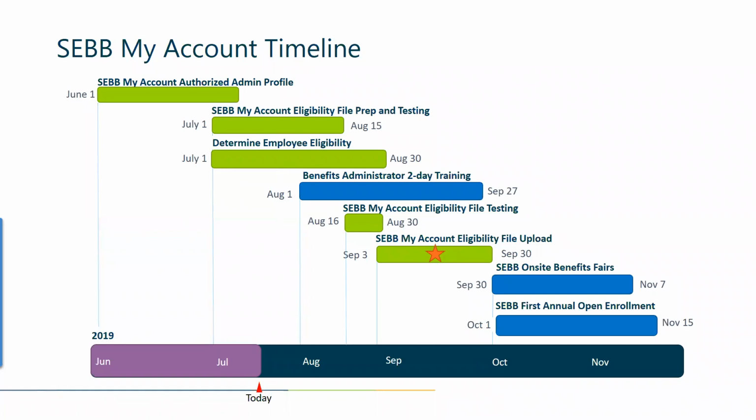Couple of quick comments on that. One is, besides the on-site benefit fairs running from September 30th through the 7th, we're also going to have a virtual benefit fair available to employees online from October 1 through November 15th. So next slide.